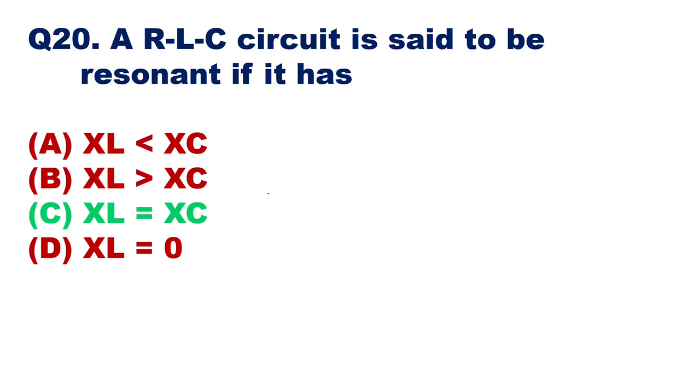So here you can see option C, that is reactance of inductance is equal to reactance of capacitance. This is the condition when only the resistance will be the opposition to the flow of current in the circuit, and the opposition by inductor and capacitance will get cancelled, and we'll have a maximum current flowing in the circuit at that particular frequency. So it is resonant at that particular frequency.